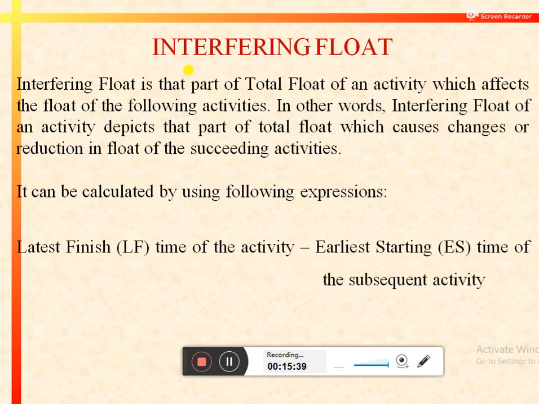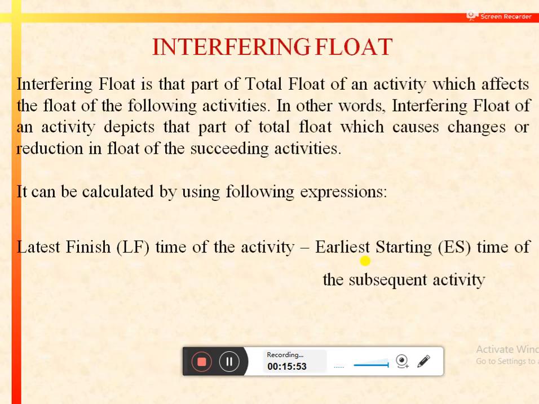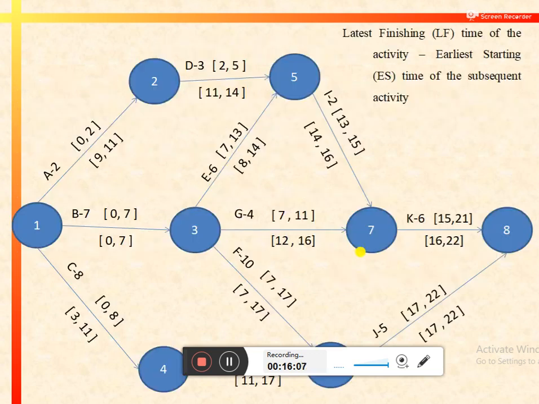It can be calculated using this expression: latest finish time of the current activity minus earliest starting time of the subsequent activity. So we need to calculate the latest finish of the given activity, and out of that we need to reduce the earliest starting time of the subsequent or following activity. Let's have an example to understand the concept of interfering float.